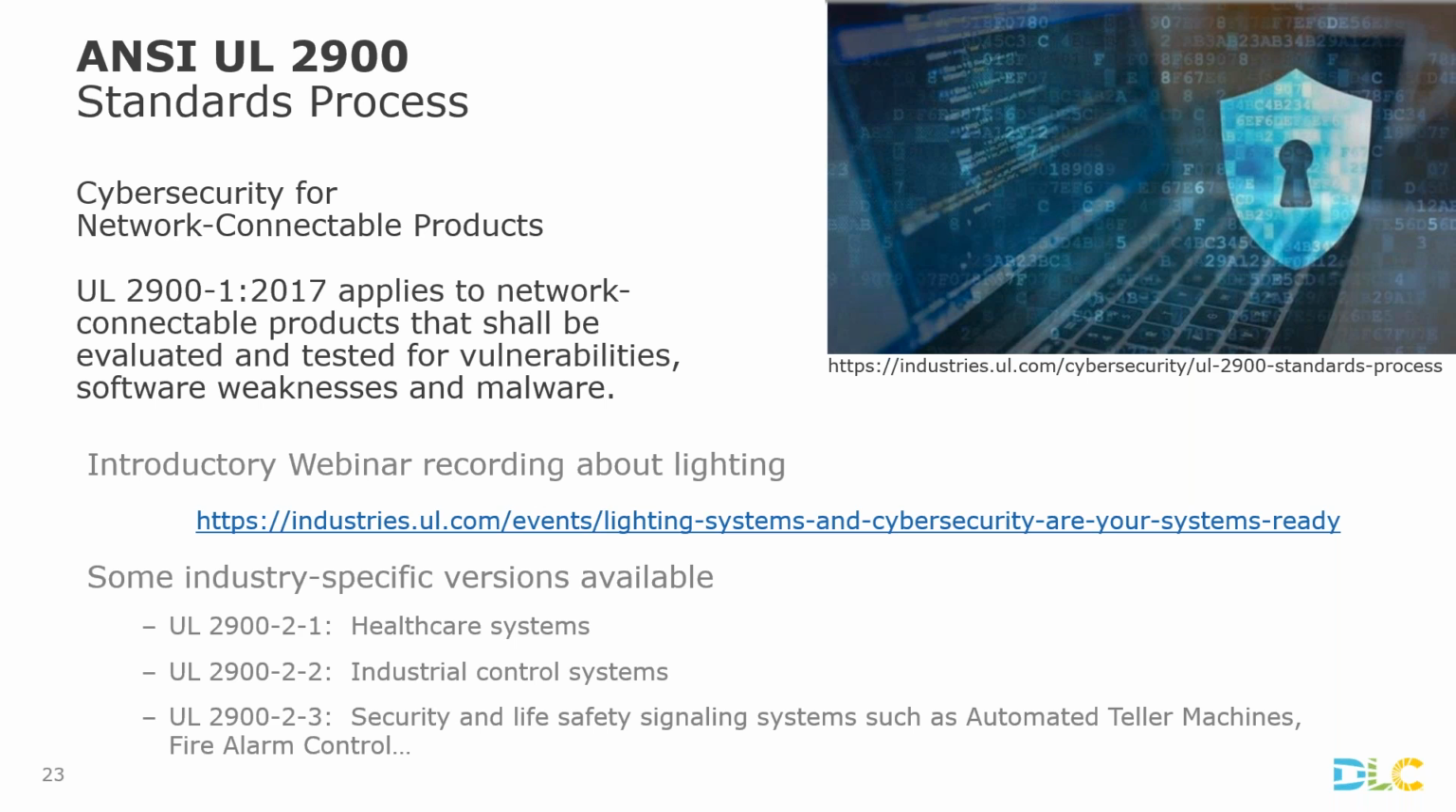A few sectors have created a modified version of the basic standard to apply to their particular field: healthcare, industrial control, and life safety. In theory, the lighting industry could do something similar. We know that multiple qualified systems have already received ANSI UL 2900 certification, and several others are considering it.